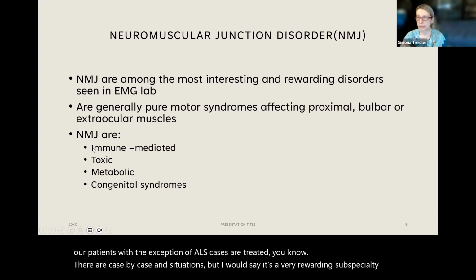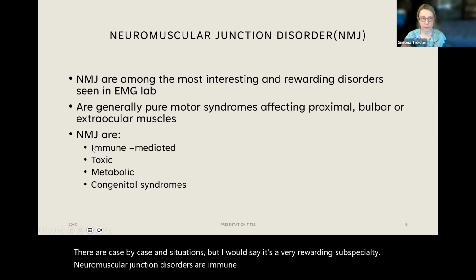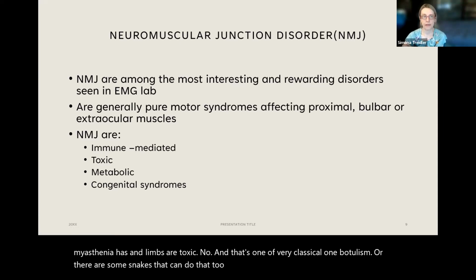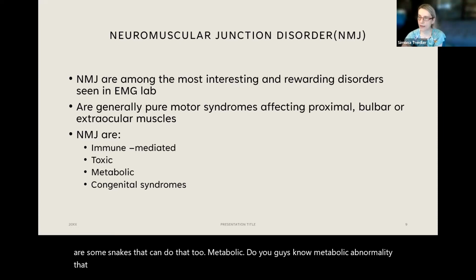Neuromuscular junction disorders are immune mediated, and you know some of them: myasthenias and LEMS. Others are toxic, and one very classical example is botulism, or there are some snakes that can do that too. Metabolic: do you guys know a metabolic abnormality that can look like a neuromuscular junction disorder, like myasthenia?